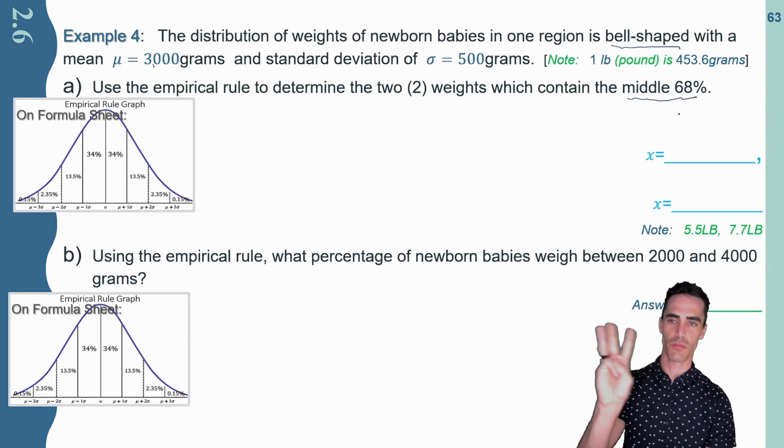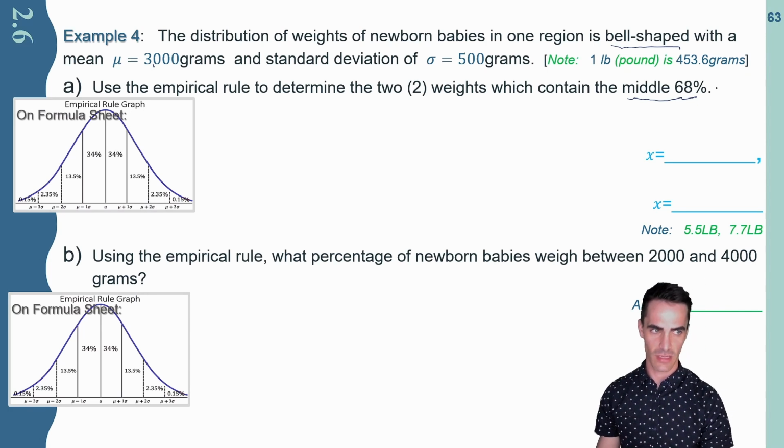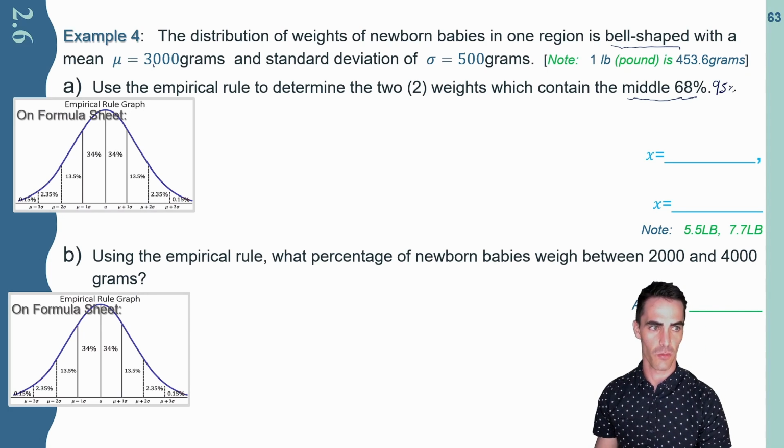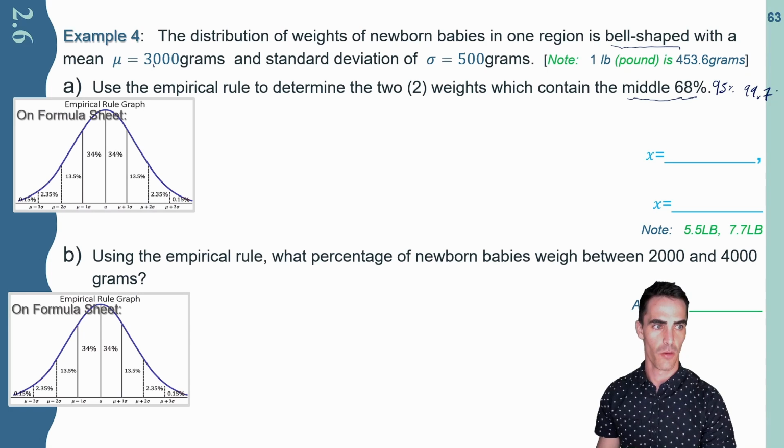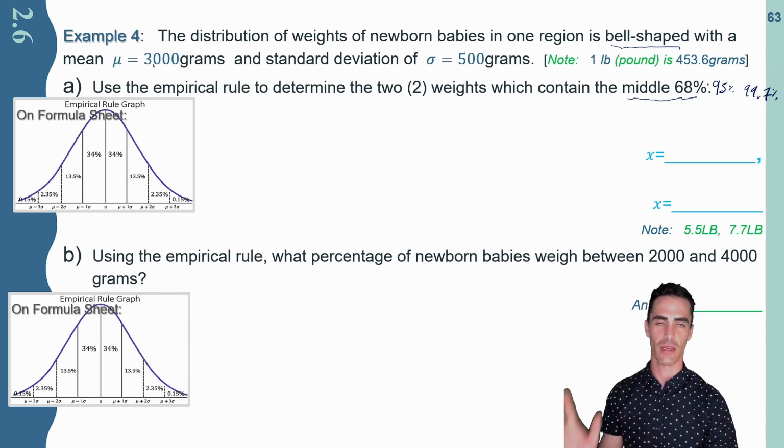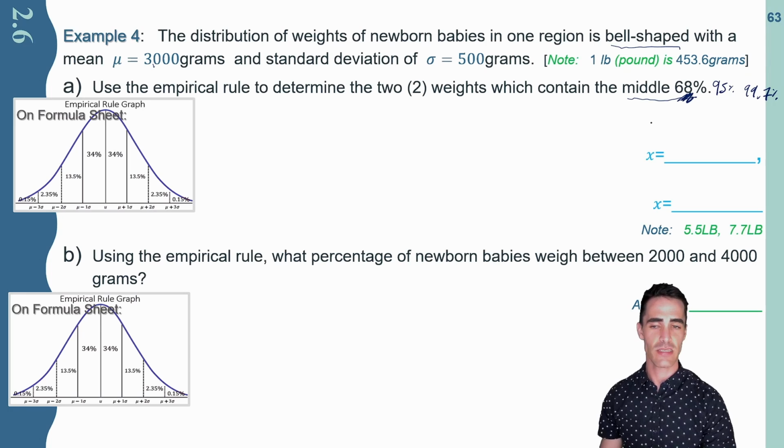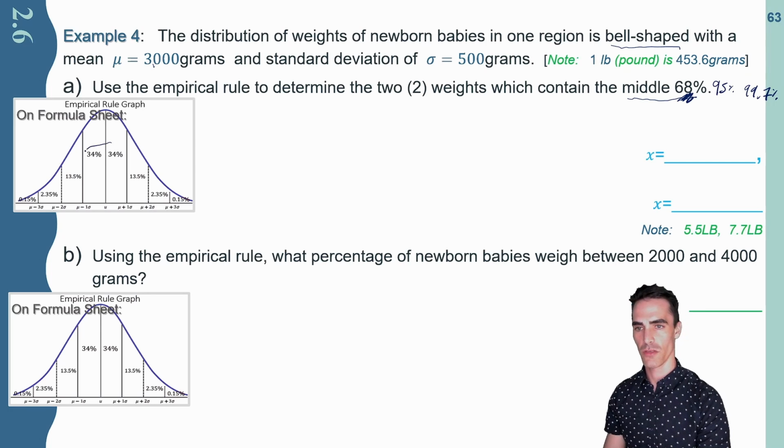Remember I said there were those three percentages that are going to come up quite often? 68 was one of them, 95 was another one, and then 99.7 was another percentage. These ones show up often. I encourage you to have them in your back pocket. 68%, here's a little chart, refers to these ones.